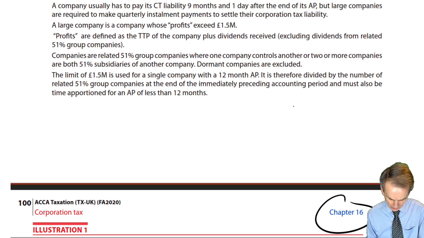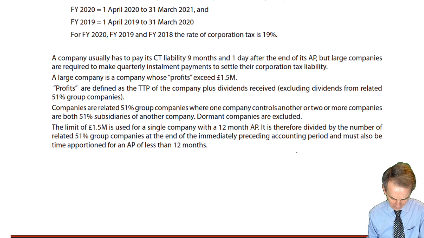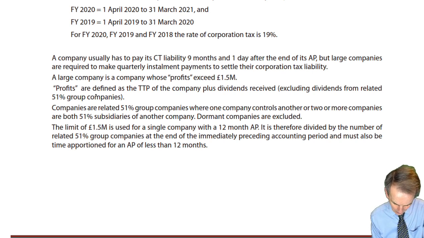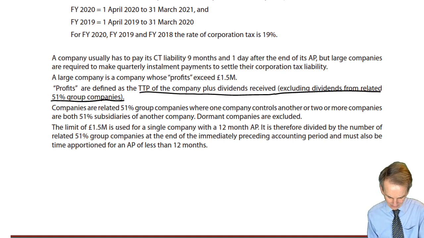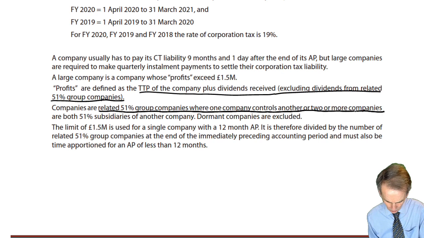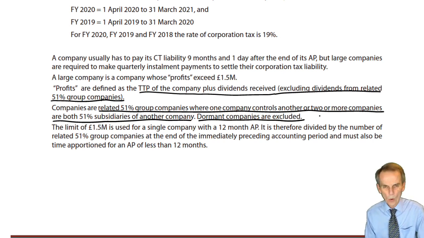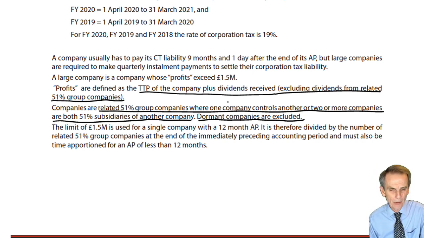16, to be precise, towards the bottom of page 99, we had that profits are defined as the TTP of the company plus dividends received, excluding dividends received from related 51% group companies. Companies are related 51% group companies where one company controls another, or 2 or more companies are both 51% subsidiaries of another company. Dormant companies are excluded. And what this was all to do with was the size of the company, whether or not the company was large.